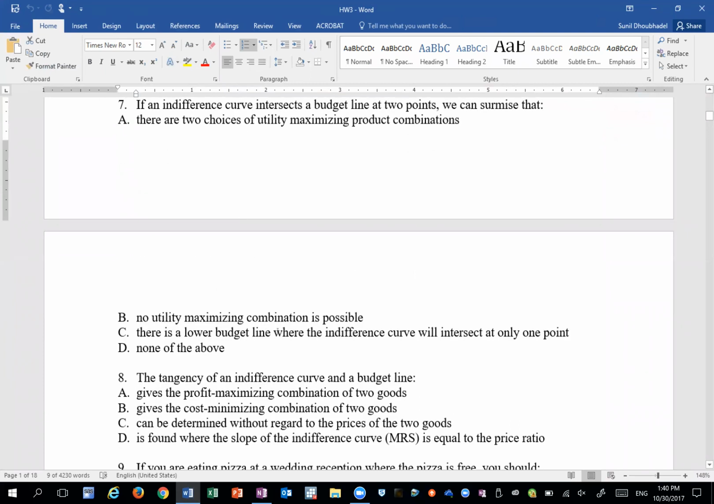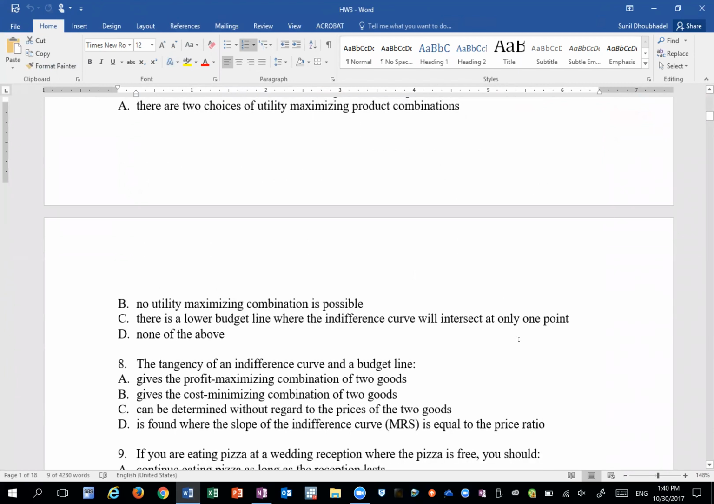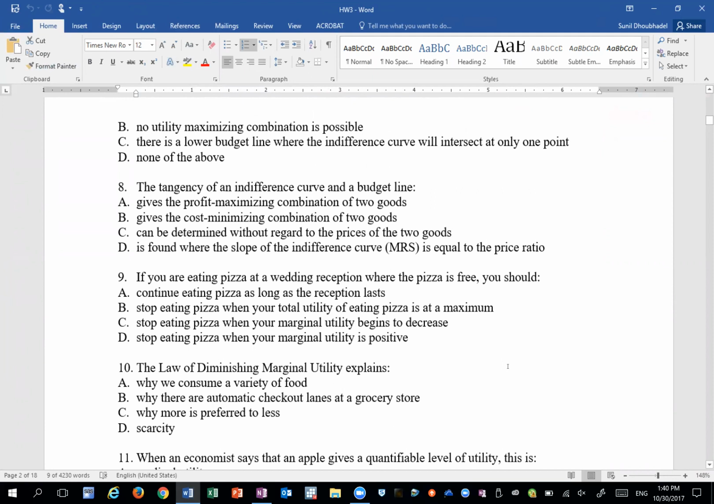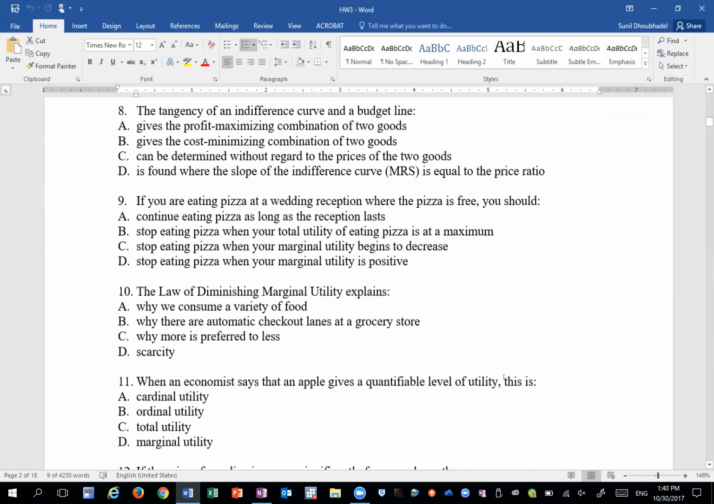Okay, I think we have discussed many of these indifference curve questions. Okay, number 8 I can skip. Okay, number 10. Okay, the law of diminishing marginal utility explains why we consume a variety of food, why there are automatic checkout lanes at a grocery store, why more is preferred to less, or scarcity.